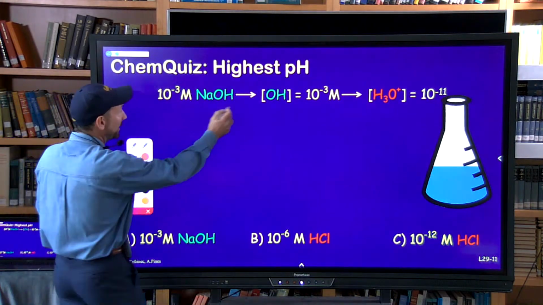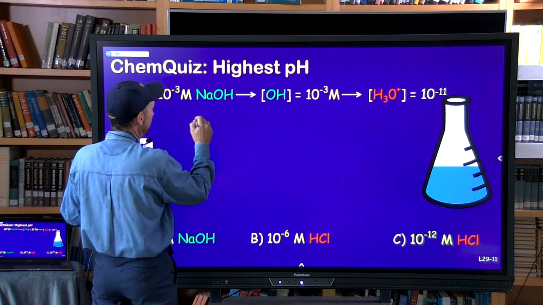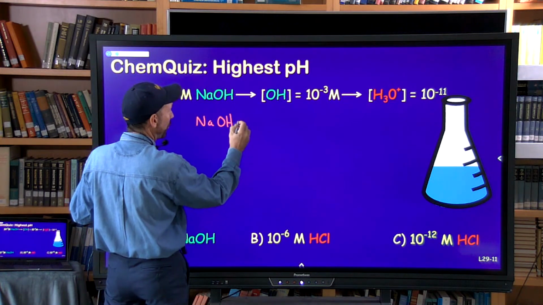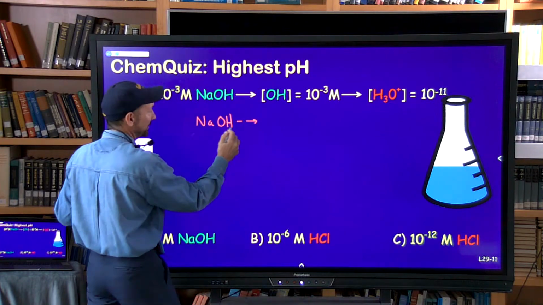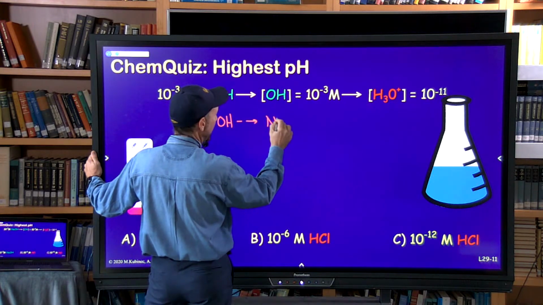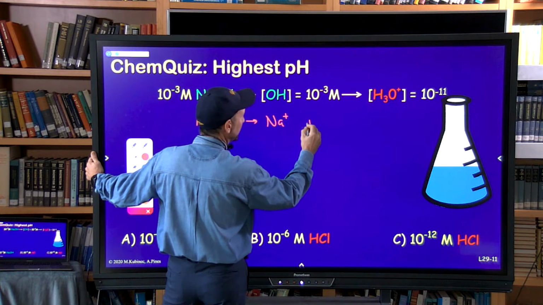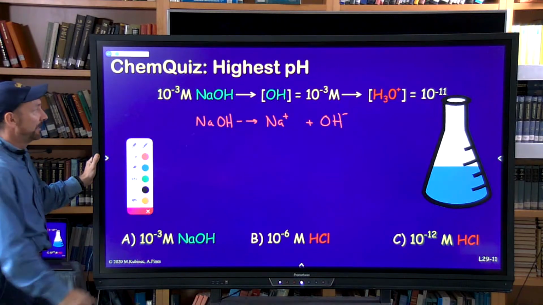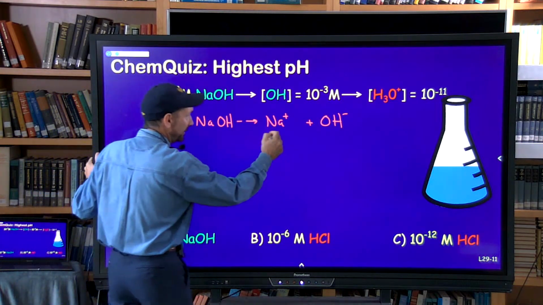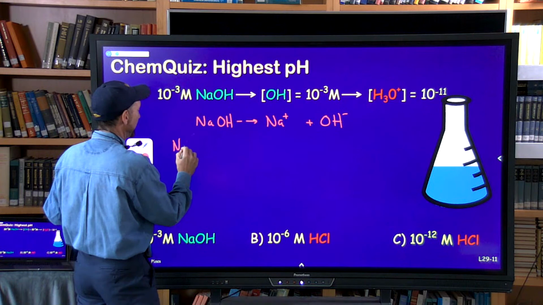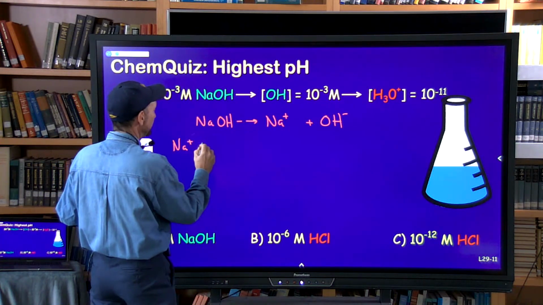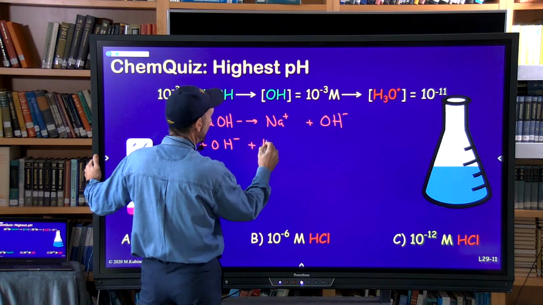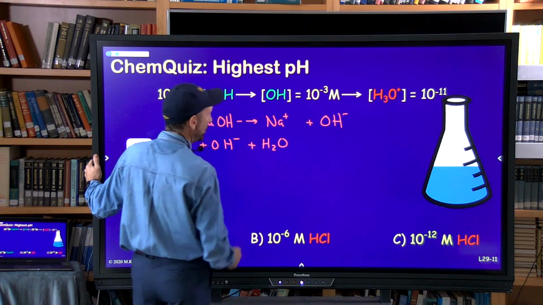How do I know that? Well, when I put NaOH in water, that completely ionizes. This is a salt: Na plus OH minus. I could write that as Na plus OH minus in water, H₂O.